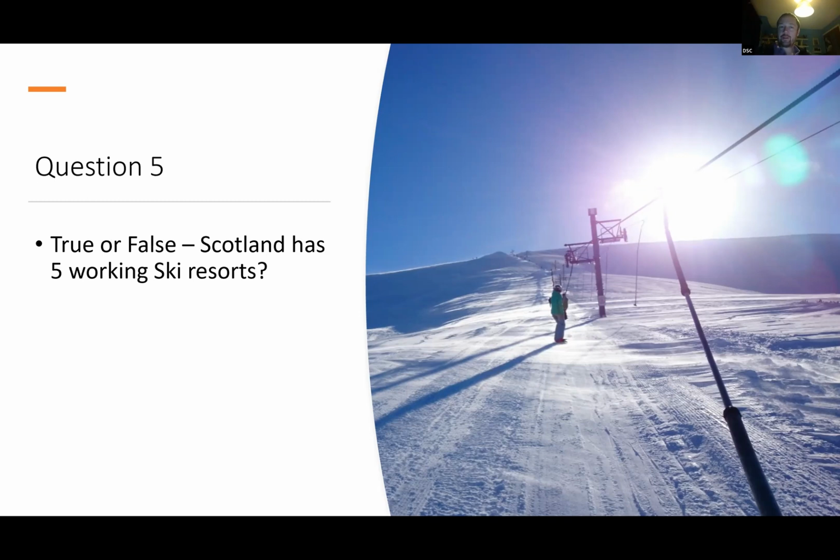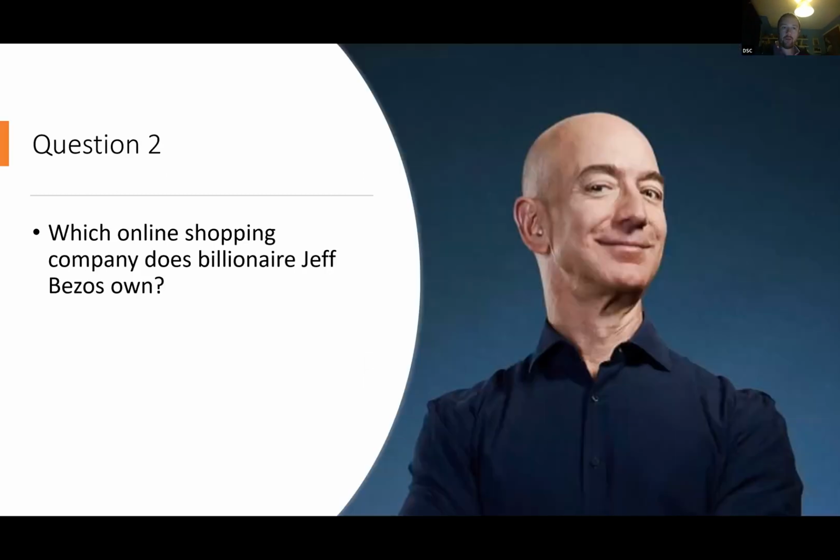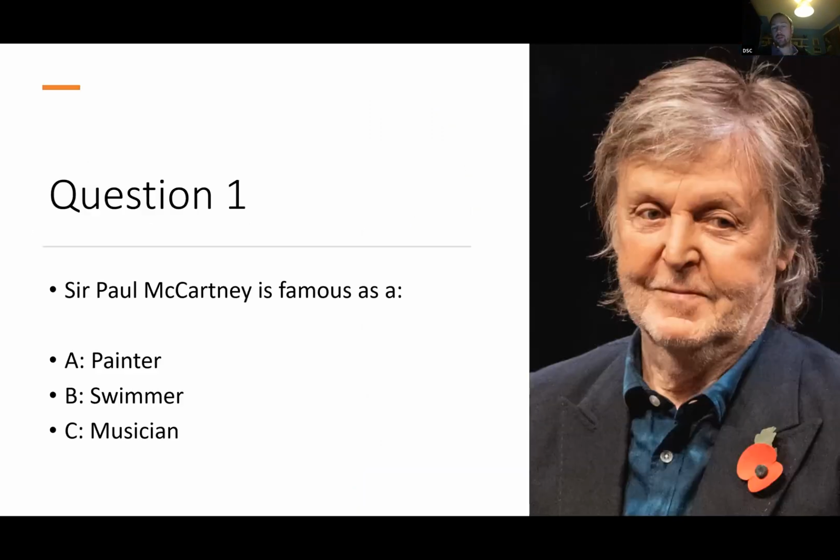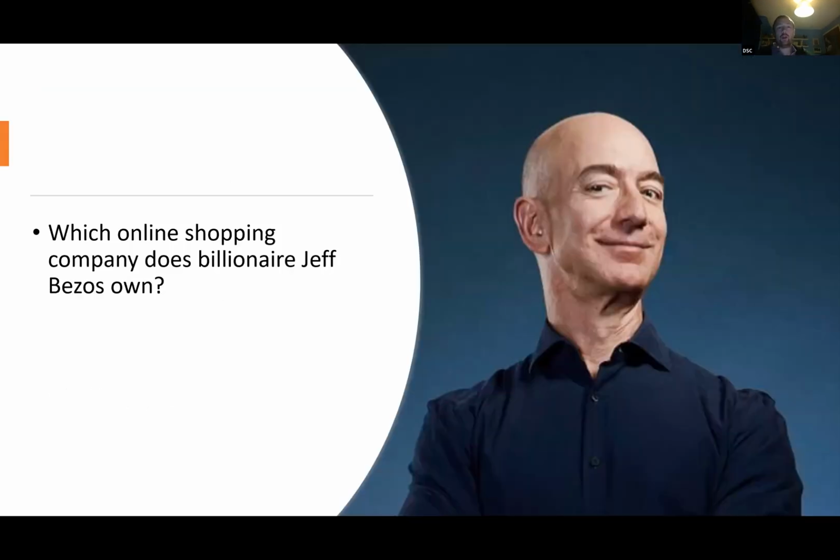Right, I'm going to go back through the questions again. Question 1 in this round: Sir Paul McCartney is famous as A, a painter, B, a swimmer, or C, a musician. Which one is he famous as? Question 2, which online shopping company does billionaire Jeff Bezos own? Originally started as a bookseller and then expanded into various other things.